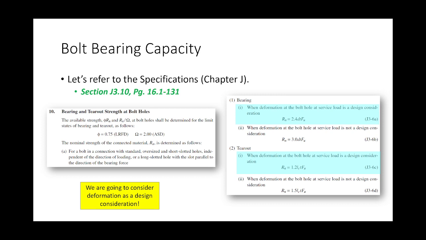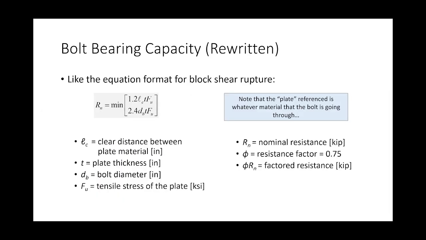I kind of think you should be caring. I think you should be trying to maintain the geometry of the connection throughout the design life of the structure. So we are going to consider deformation as a design consideration. So we're going to use this expression and this expression. So here's the equation that we end up using. So the nominal capacity is the minimum of these two quantities.